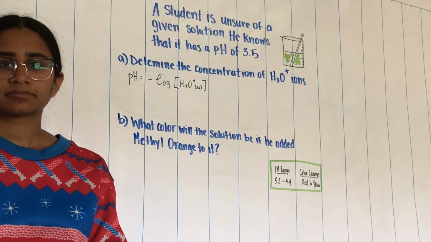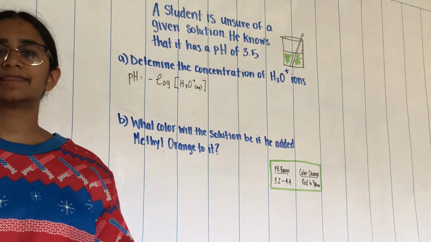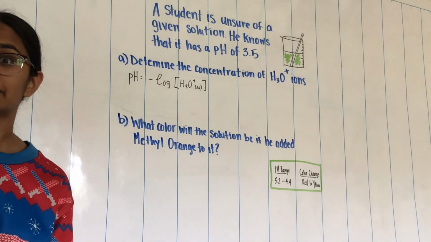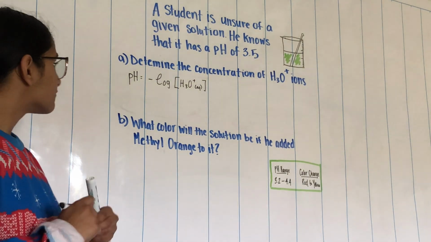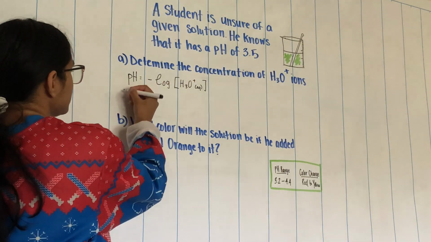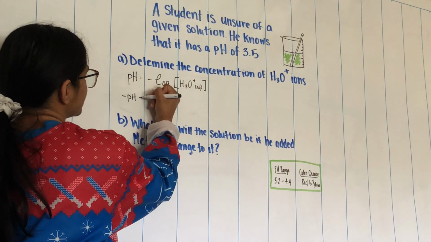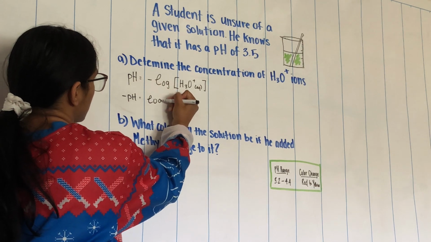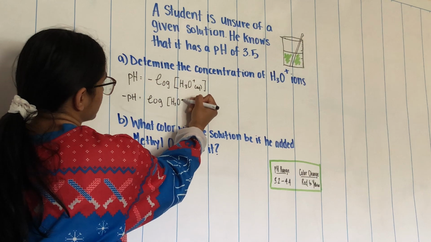Now what we're going to do is solve for the unknown, which is the ions. We already know the pH, and so we're going to manipulate the equation in order to solve for it. First thing you're going to do is divide by -1 on both sides. So you get negative pH is equal to log of the ion concentration.